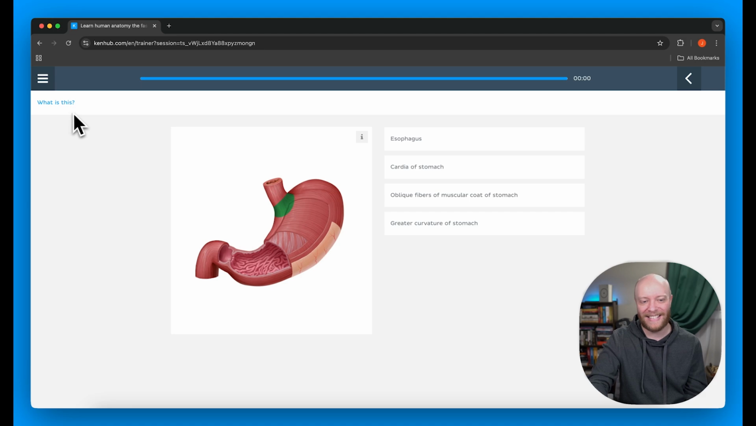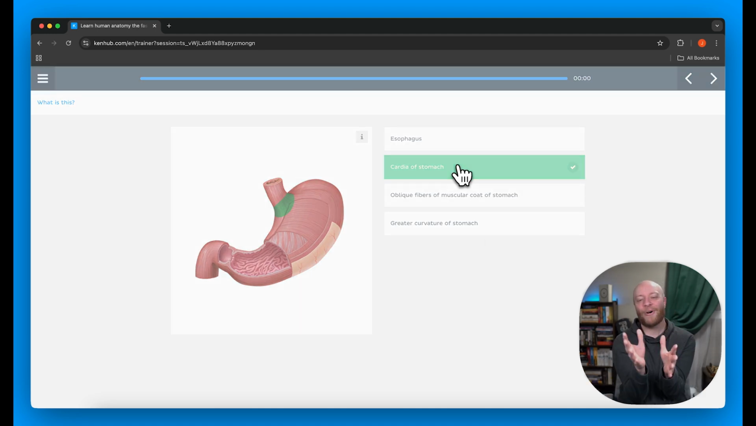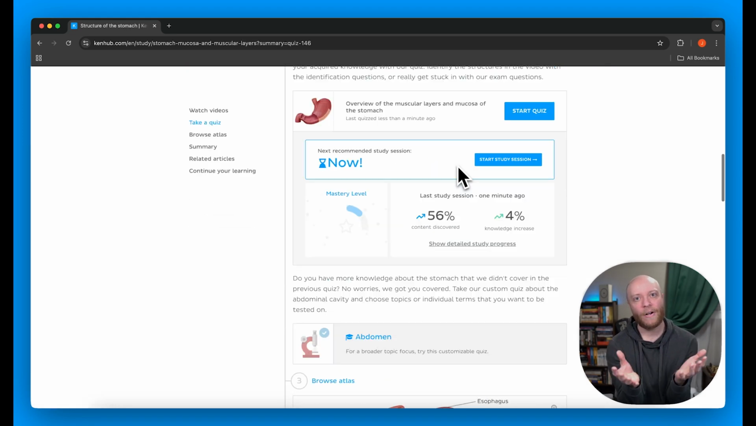All right, so what is this, again, is the question. Our options are esophagus, cardia of stomach, oblique fibers of muscular coat of stomach, or the greater curvature of the stomach. I want you to really think about this in terms of its location and what could be around it. Again, I'll give you a quick moment. This is the cardia. Remember, the cardia is in reference to the heart, and the heart is pretty close to the region, so it makes sense to call it that.